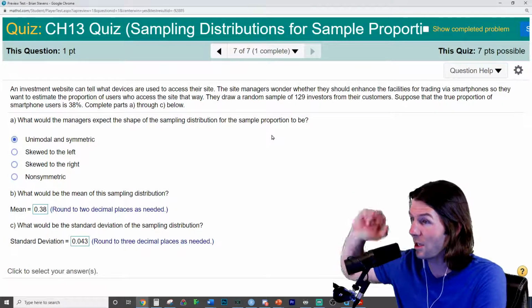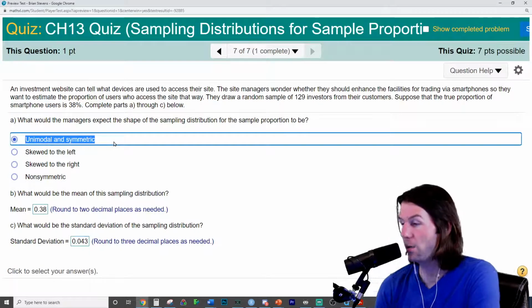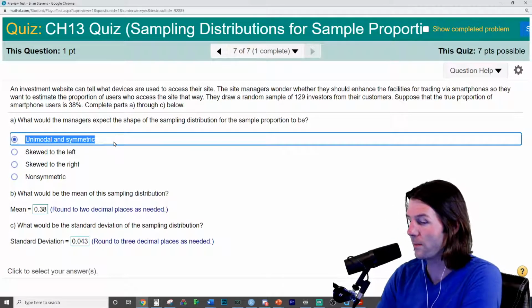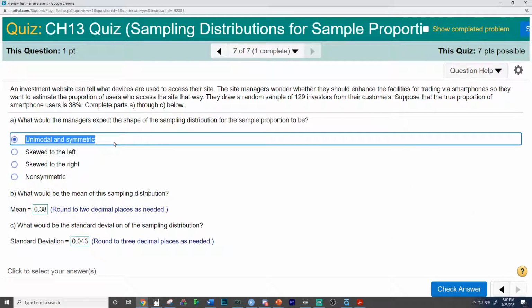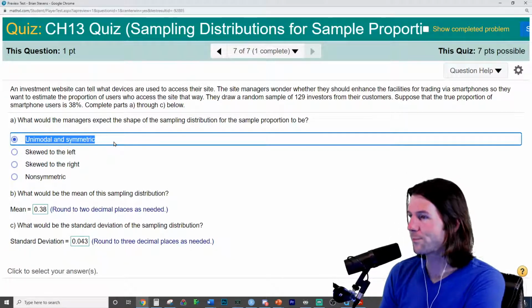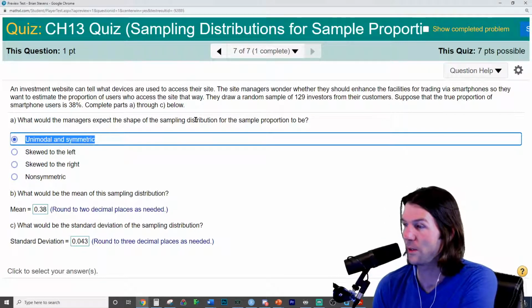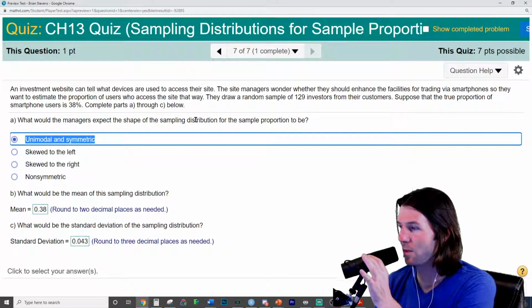This question didn't have us check that, but actually it kind of did by saying it'll be this shape. If we meet all the conditions, it will be unimodal and symmetric. If we don't meet the conditions, it won't be unimodal, symmetric, normal. So it's kind of alluding to it. If you meet the conditions, it'll be normally distributed. But good stuff right there.